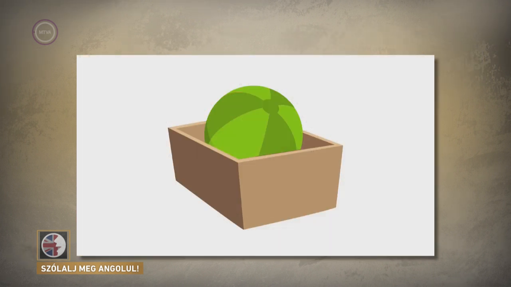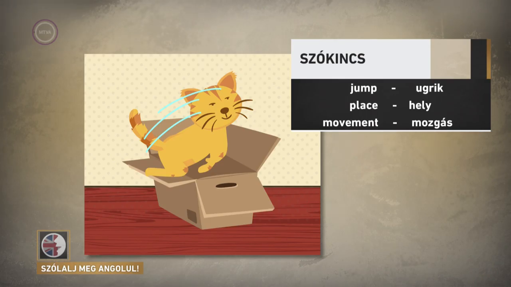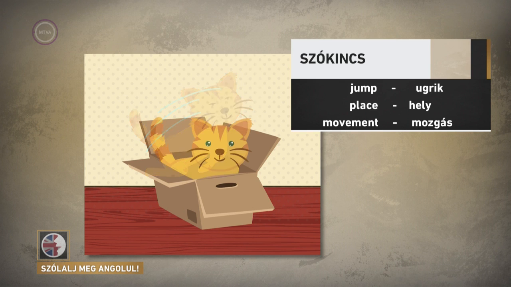Have a look at this picture. This is in, and this is into. So, it's the same idea, but in is a preposition of place, and into is a preposition of movement. The cat jumped into the box. Now the cat is in the box. Okay, let's look at another preposition of movement, onto.